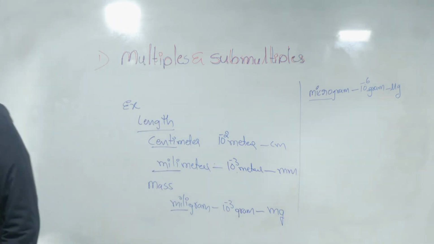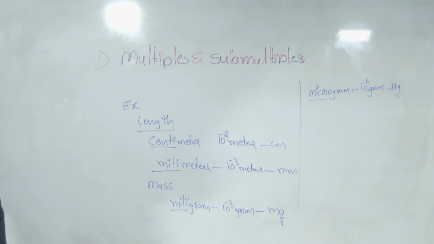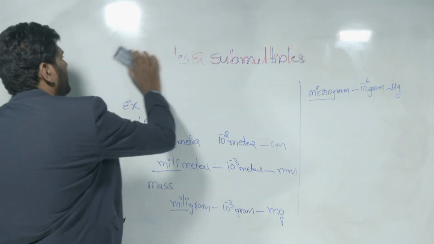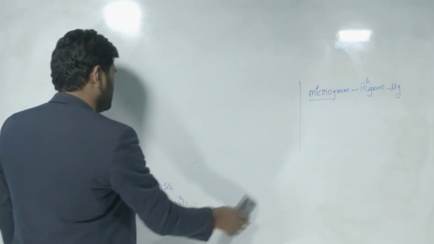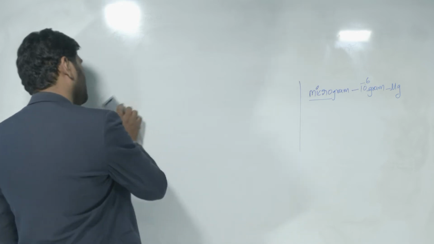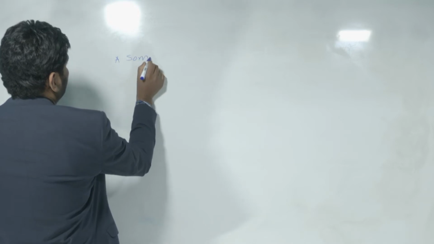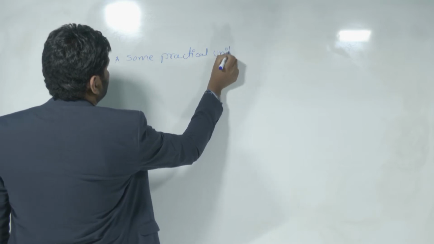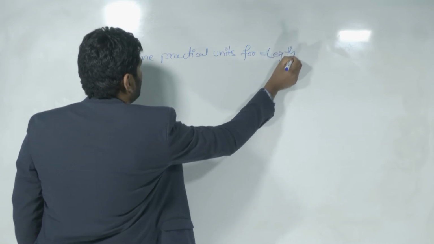And one more thing, we have some other kind. The other kind is general practical units for mass, length, time. We will discuss some practical units for mass, time, length. Let me discuss some practical units for length first.